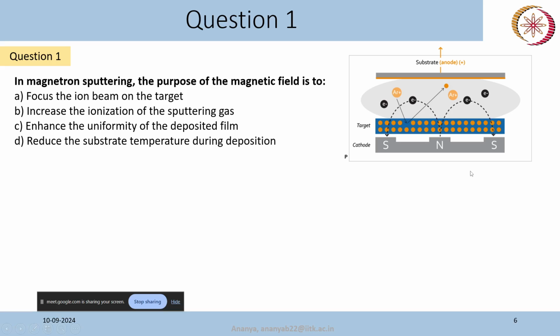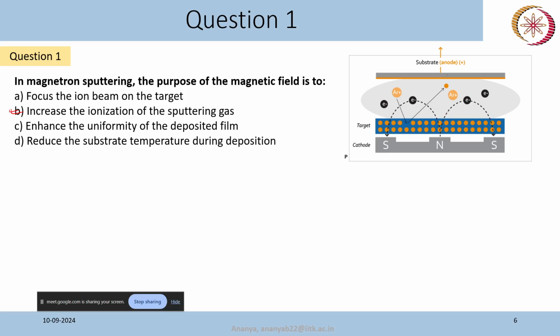So I think you already know the answer. The correct answer is increase the ionization of sputtering gas. So what happens in sputtering? This is the sputtering chamber you can consider, and this is the substrate holder and this is, say, the substrate. And this is the target. These are the magnetrons, alternating south and north poles, which are like strong magnets.